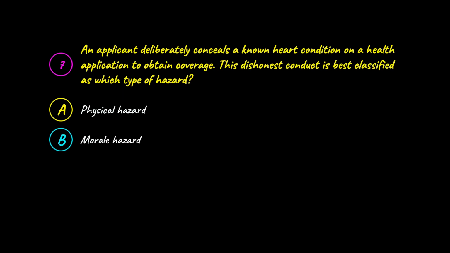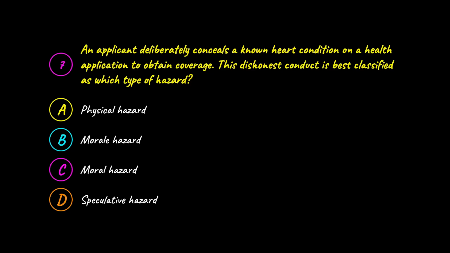Question 7. An applicant deliberately conceals a known heart condition on a health application to obtain coverage. This dishonest conduct is best classified as which type of hazard? Your options are A, physical hazard, B, a moral hazard, C, morale hazard, D, speculative hazard. Don't overthink it, which one feels right?